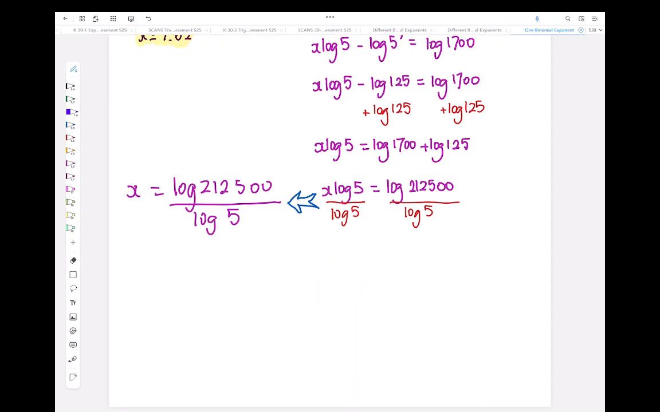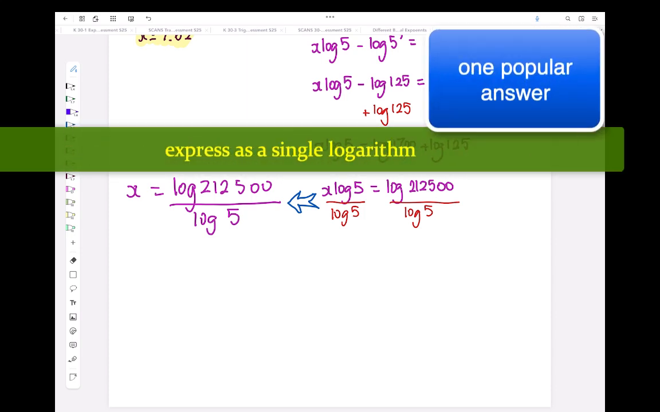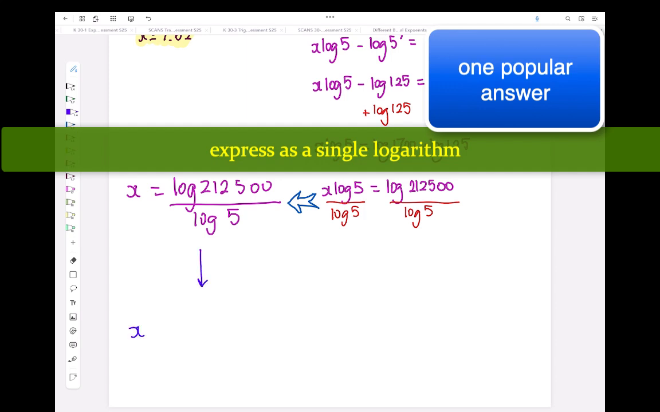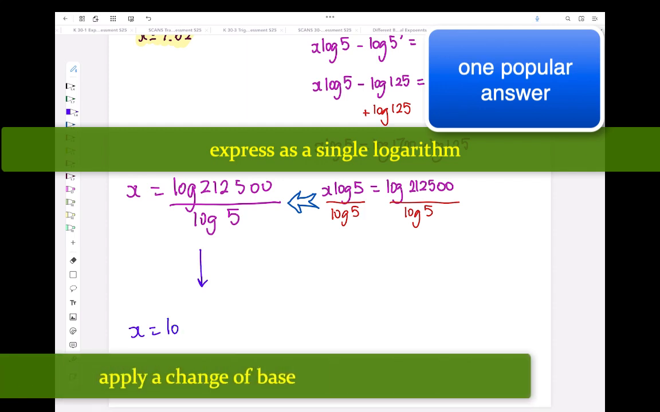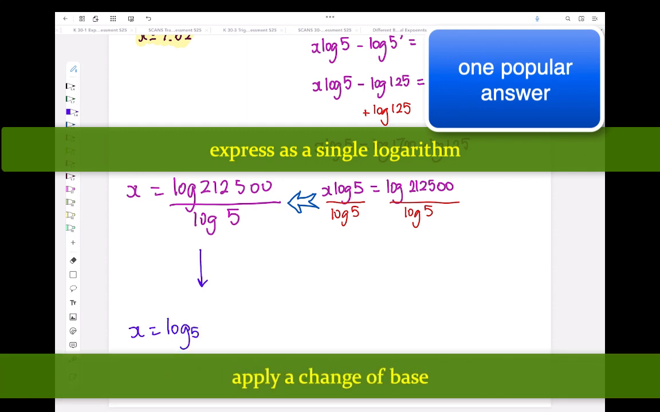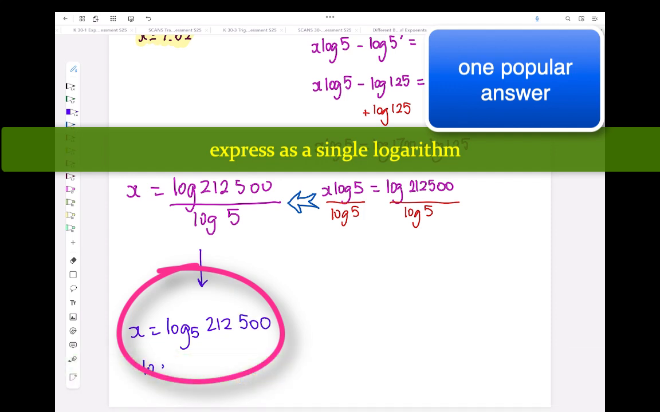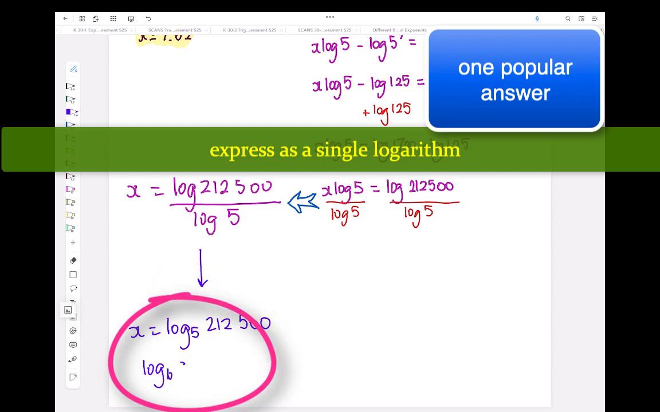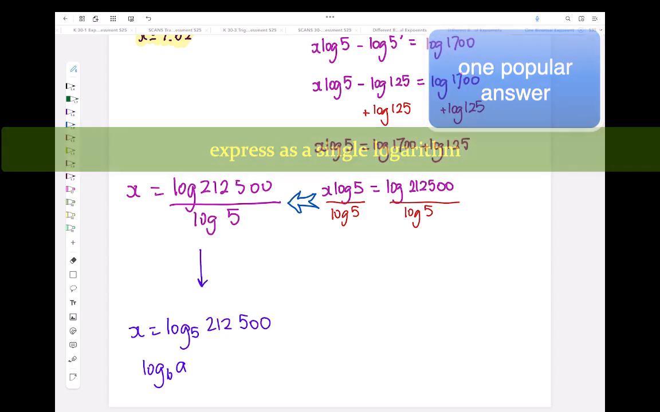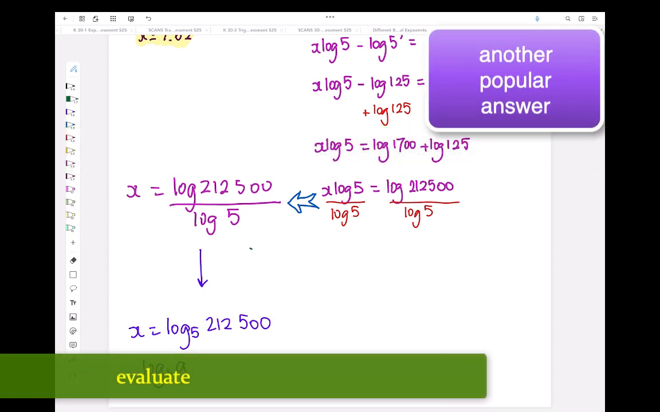We now have two options, depending on what the question asks. If we're asked to express this as a single logarithm of the form log base b of a, then that's going to look something like this. x equals, and by applying a change of base, we have log base 5 of 212,500. If we're asked to express that as a single logarithm of the form log base b of a, we have our answer. However, there may be another form of this question where we're asked to evaluate this.